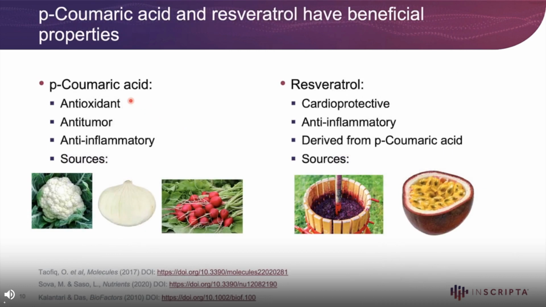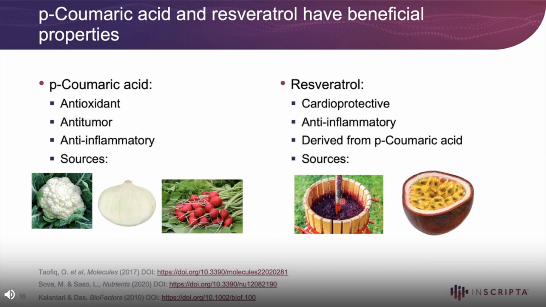Coumaric acid has numerous beneficial properties. It is antioxidant, it has anti-tumor properties, as well as anti-inflammatory properties. It's found in multiple common day foods, including cauliflower, onions, as well as radishes. Resveratrol also has different beneficial properties. It is cardioprotective, anti-inflammatory, and it is derived from coumaric acid.